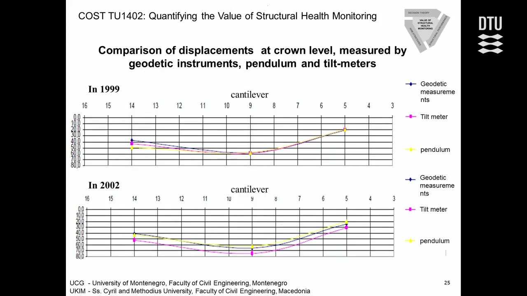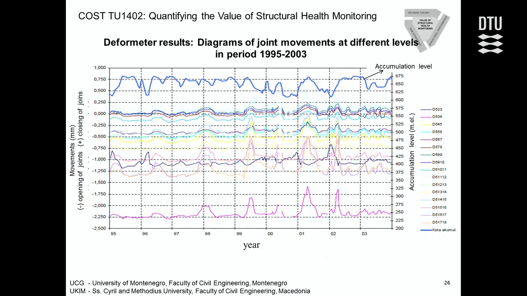And a comparison of the results obtained by geodetic measurements, tiltmeter and pendulum, and we can see that we have very good agreement between the results at the beginning of the exploitation and later during the exploitation stages. This is for 2002. We have very, very good agreement between the three types of measurements, although all these measurements are with traditional mechanical devices, still we have reliable results.